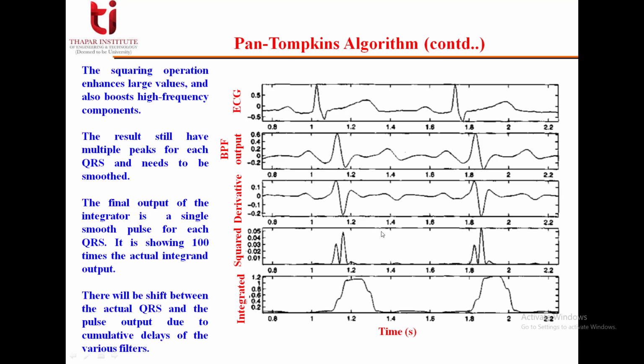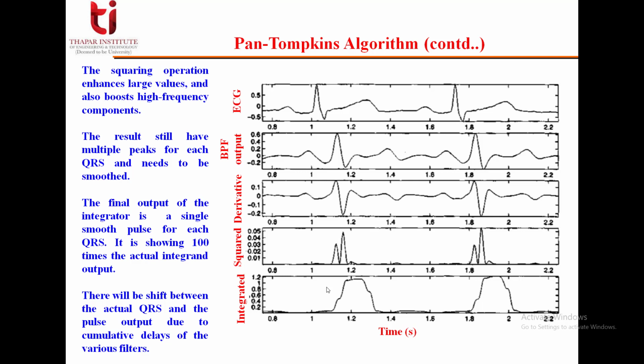Then next, if you see the squaring operation enhances the large values and also it boosts the high frequency components, but the result will have multiple peaks. Now you can see these multiple peaks, and these need to be smoothed. So we need the smoothing operation, and for that now we are using an integrator. So the final output of the integrator is a single smooth pulse for each QRS complex, and this figure is showing around 100 times of the actual integrator output.